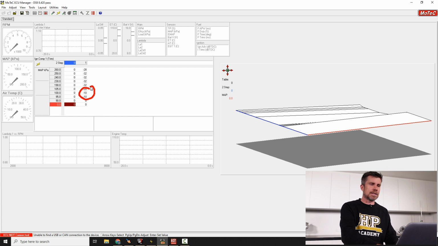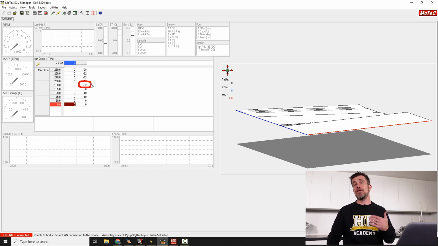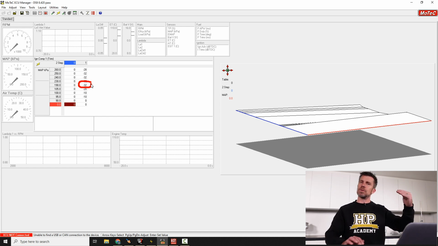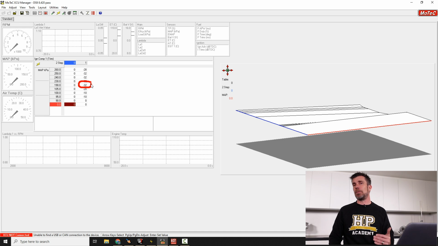Once the boost starts to build though and we move up this table here, we can see we're using more and more retard. By the time we get up to 190 kPa, we've got 32 degrees being pulled out of the table values. So that's quite aggressive. That's why we were seeing the timing go down below zero. So the actual spark event was happening after top dead center.